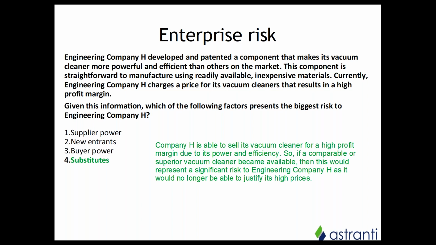The company is able to sell its vacuum cleaner at a high profit because of the power and efficiency. So if a comparable vacuum cleaner were to come on to the market, or a comparable alternative, then that could result in us having to reduce our prices, which would represent a risk because we currently have a higher profit margin. So substitutes would be the main risk here. And again, you could also argue that competitors would be a similar thing here. Substitutes and competitors would be similar things, but we weren't given competitors as an option. So we can rule that out as well.